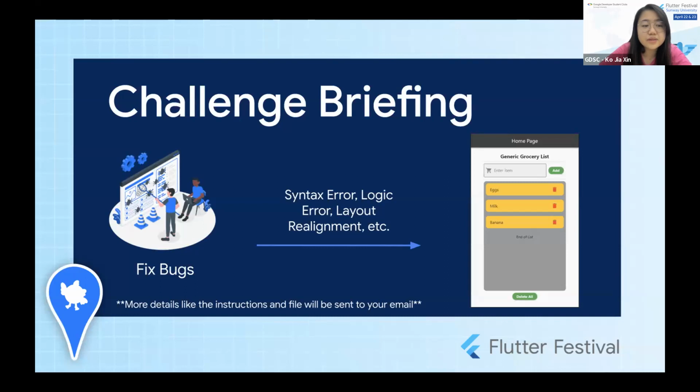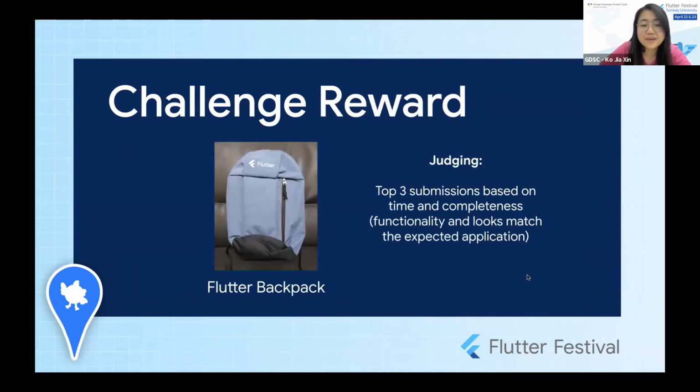So there will be an email sent to you after this event. And in the email, there will be a GitHub link that you can download the zip file of the code base. And there will also be a link that will redirect you to the README file. In the README file, you can see details like how you can expect the correct application to look, or what the function is, and also even steps and approaches that you can take to debug the application. So remember to take note of your email, and all of the details, the instructions and the files will be sent to you. So this is how the backpack looks like.